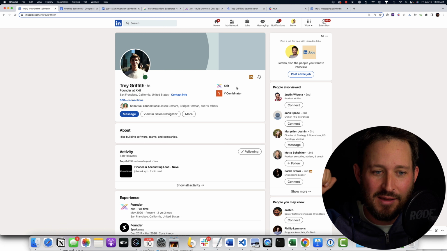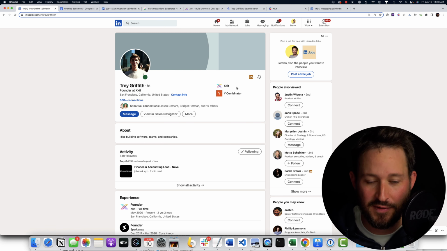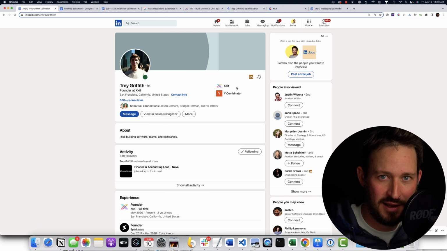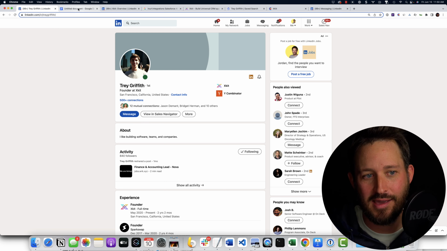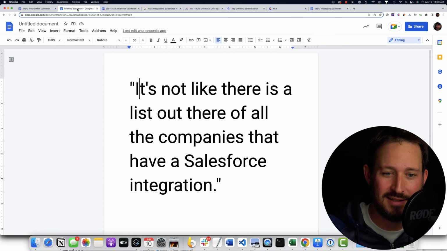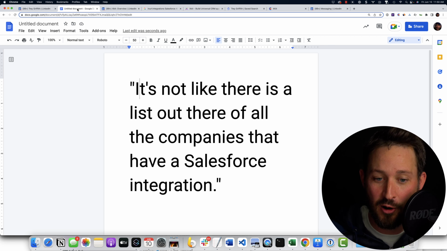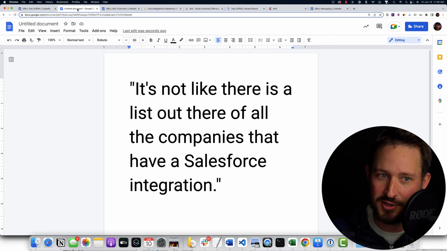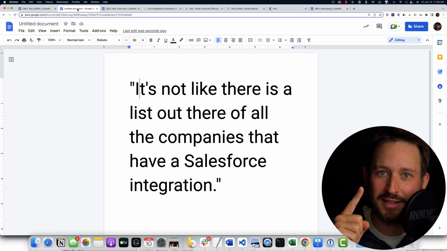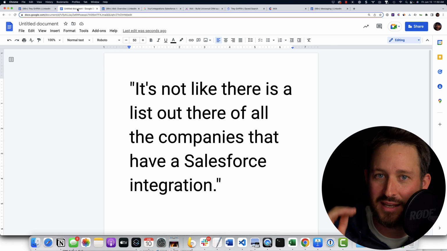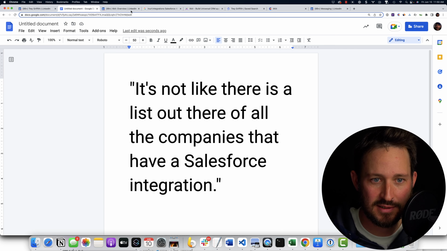So, I met with Trey Griffith, who is the founder of XKit, yesterday, and I was chatting with him, and he said to me, it's not like there is a list out there of all the companies that have a Salesforce integration. And I said, challenge accepted. So here we are. How do you find which companies have the integrations that are key to your business's success?